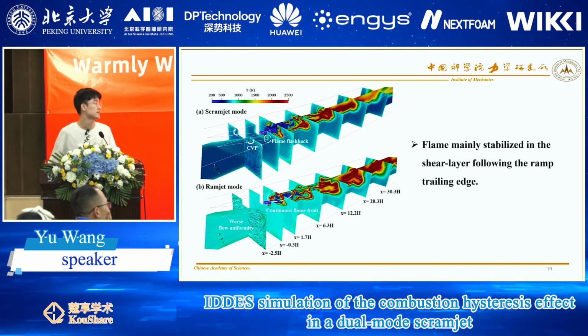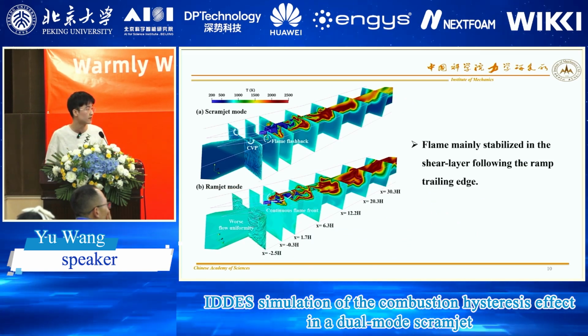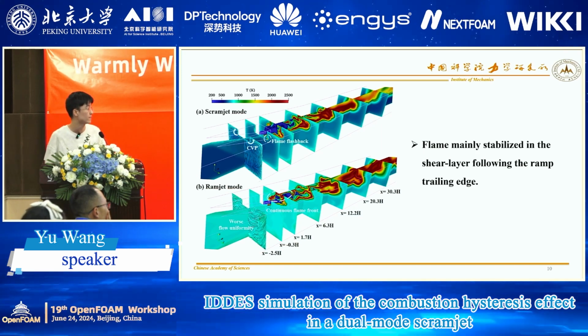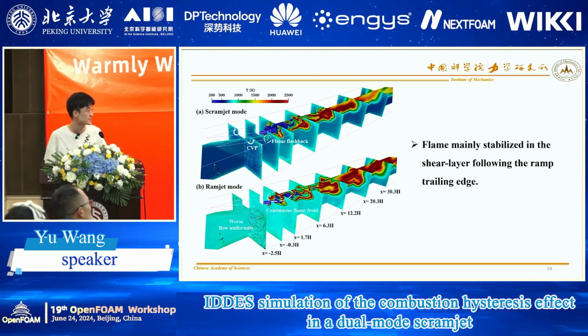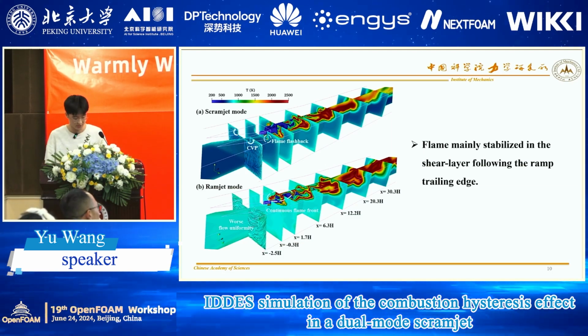This slide shows the temperature distribution. We can see that the flame is mainly stabilized in the shear layer following the ramp trailing edge. It is also noteworthy that the flow uniformity is worse in the ramjet mode because of the upstream pseudoshock structure.